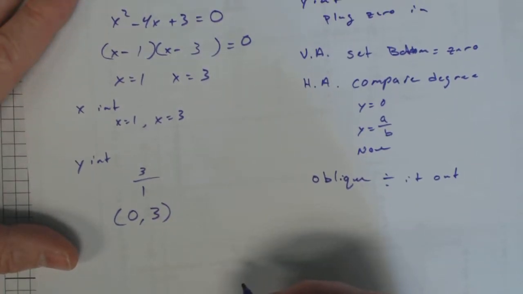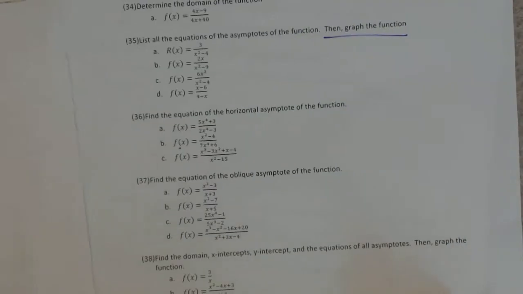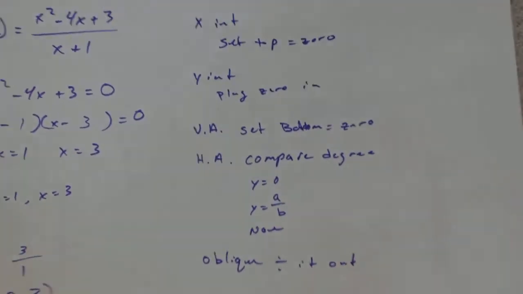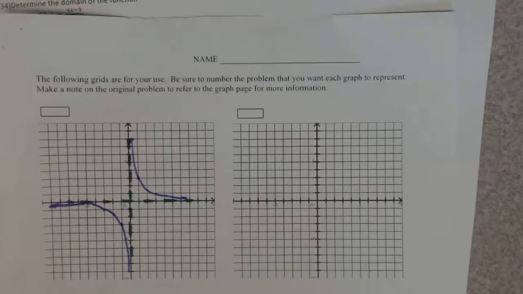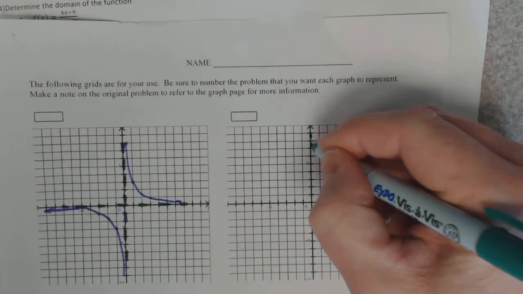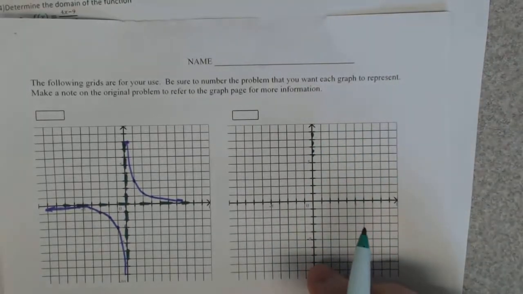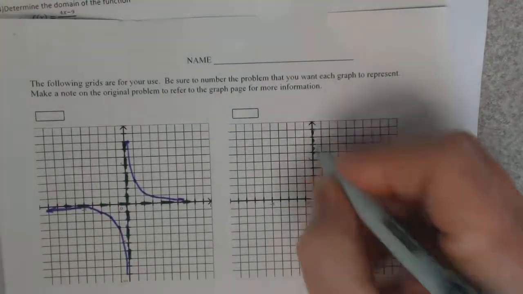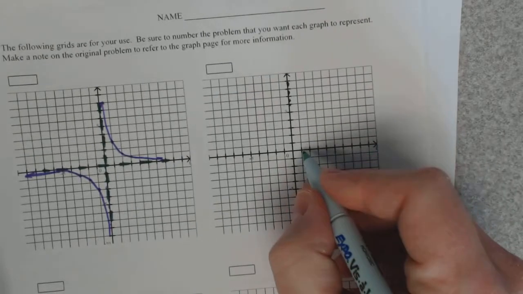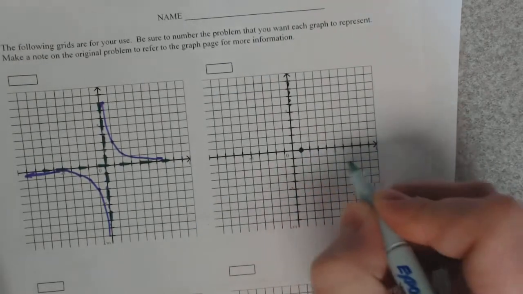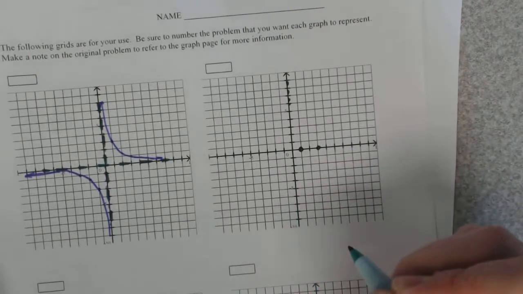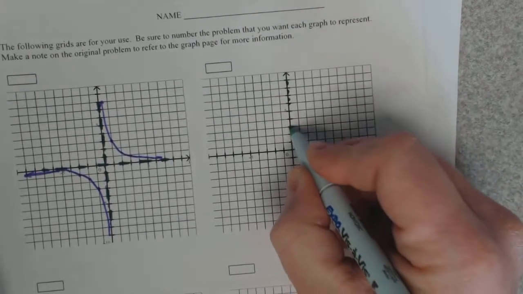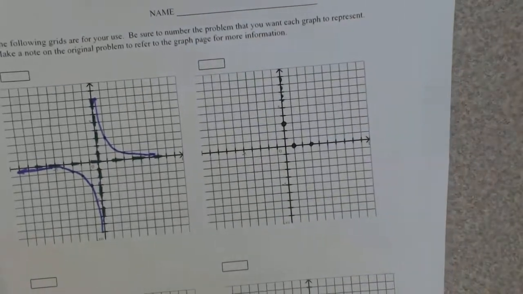Okay, so let's go ahead and grab our graph and put those in there. Where's my graph paper? There it is. So don't get confused. X equals 1 and 3, that's... I don't know why I put that in there. All right, x equals 1, that's an x-intercept. X equals 3, it's another x-intercept. And the y-intercept is at 0, 3. One, two, three. That's an intercept. So there are my intercepts.